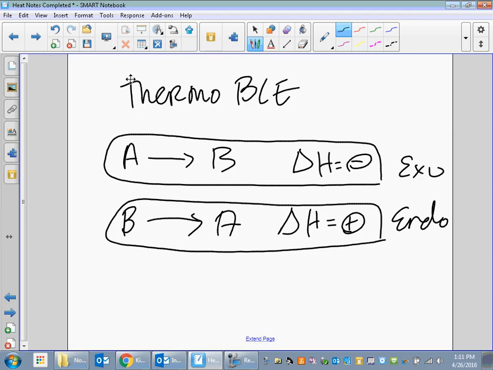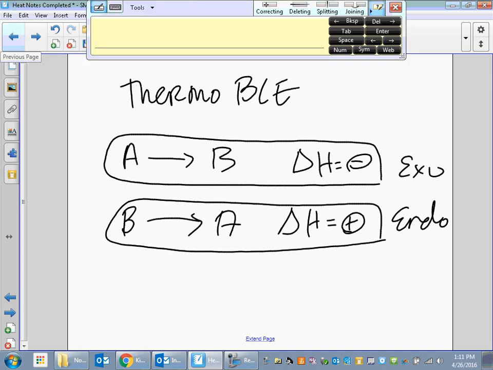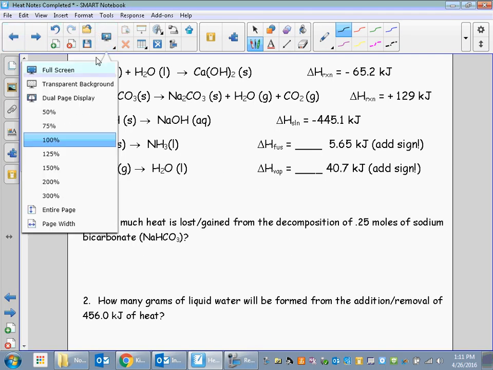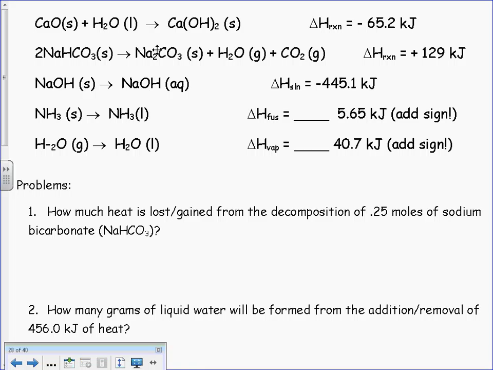Are there specific numbers? Yeah, and that's what I'm going to show you on the question set here versus on the foldable here. Okay. So here, tell me which of these are exothermic. Which equations are exothermic?